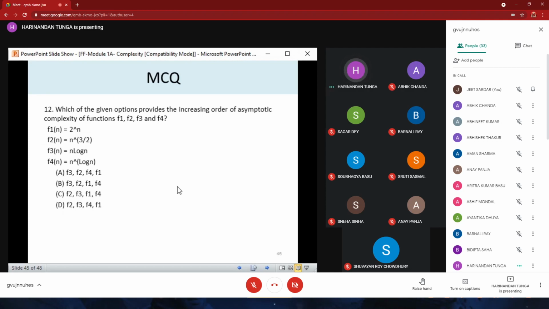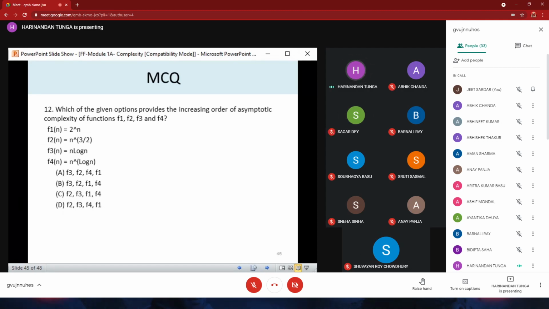Last question: which of the given options provides the increasing order of asymptotic complexity of functions f1, f2, f3, and f4? There are 4 functions there. f1 is 2 to the power n, an exponential function, f2 is n to the power 3 by 2, f3 is n into log n, f4 is n to the power log n. All logs are of basic order. Increasing order, option A. Yes, sir. A will be correct.